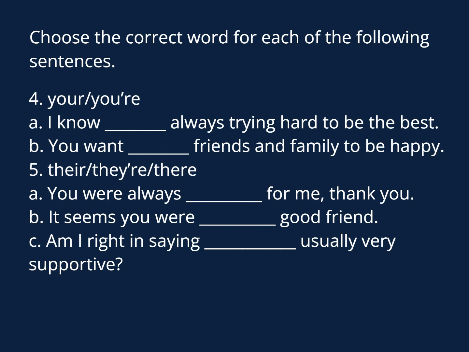And the last one, guys, of this type of exercise is a choice between "their", "there" and "they're". The different spelling. Sentence A says, you are always there for me. Sentence B says, it seems you were a good friend. And sentence C says, am I right in saying you're usually very supportive? Now, when you're ready, look at the next two slides because they will have the answers.